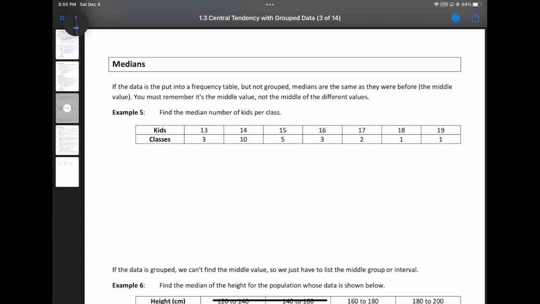So what this is saying is that if I took a look at all these, let's say, classes at my school, I could say that there are 3 classes that have exactly 13 kids in them, and 10 classes that have 14 kids, and 5 having 15, and so on. So what's the average number, or the median number of kids per class? Well, in this case, the kids are the measurement, and the classes is the frequency, how often that measurement occurs. So what I want to do is find out the total number of classes.